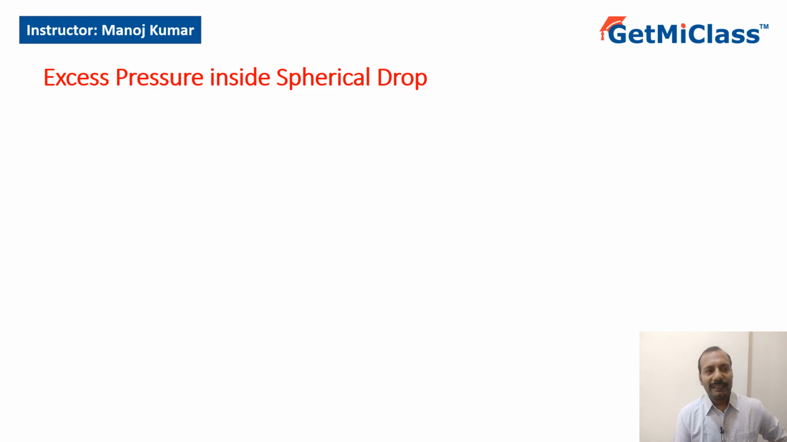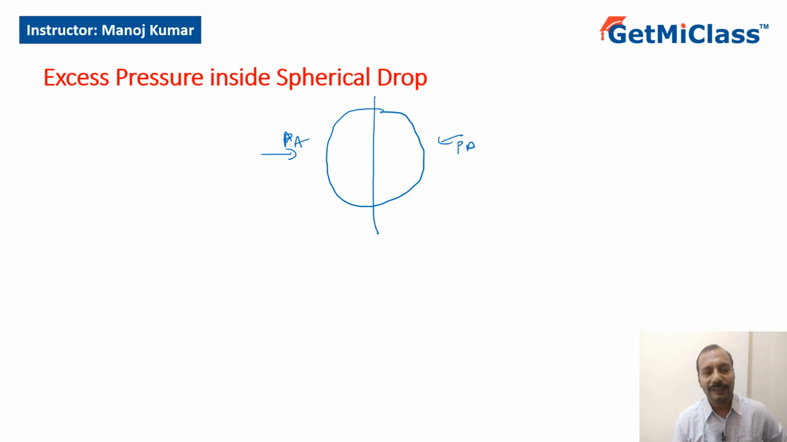Now let's try to get an expression for excess pressure inside a spherical drop. Let me take a spherical drop. If a spherical drop is maintaining its shape, that means there is some pressure acting from inside also, because there is a pressure acting from outside which is equal to atmospheric pressure in all directions. Now there is surface tension which is also trying to squeeze the sphere. Let's say pressure inside is P. Now let me find out the force.